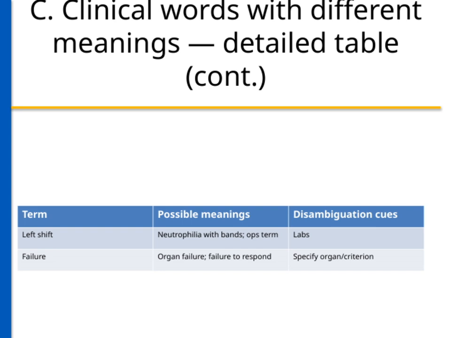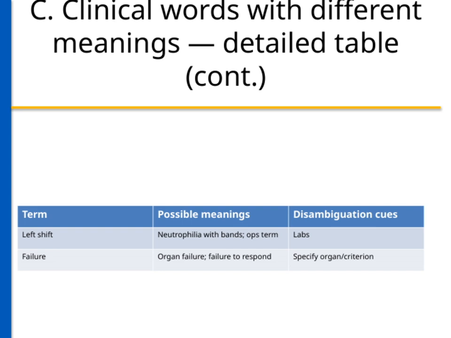Next, we have failure. This can mean organ failure, like the heart or kidneys failing, or it can refer to a failure to respond to treatment. To specify which type of failure we're talking about, it's important to include the organ involved or the specific criterion used for diagnosis. The main point here is that many clinical words can be ambiguous, and understanding the context, like labs or specific clinical criteria, is essential to interpret them correctly. This is a critical part of clear communication in medicine, helping us avoid confusion and ensure everyone is on the same page.